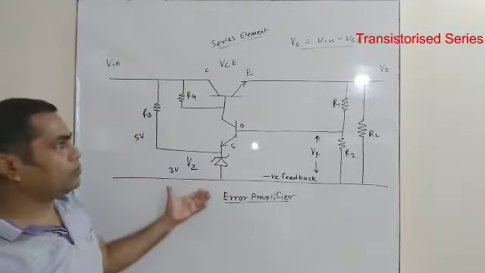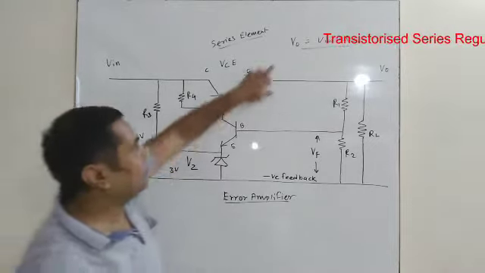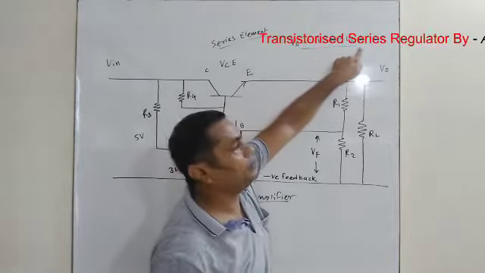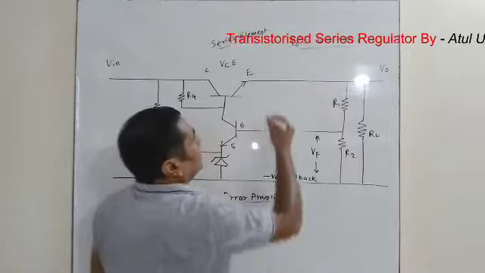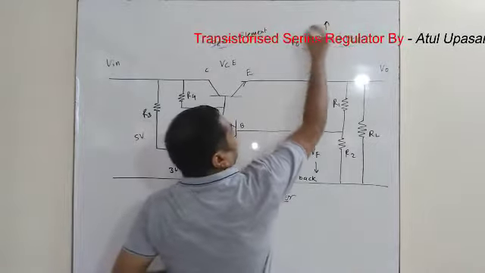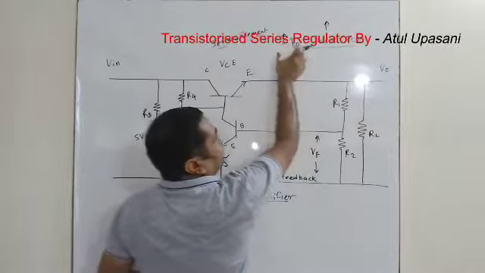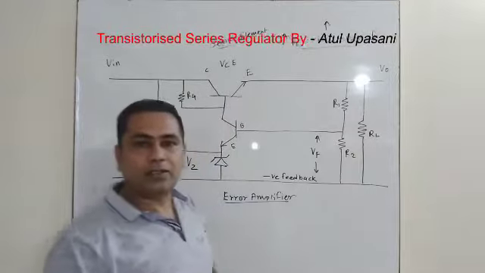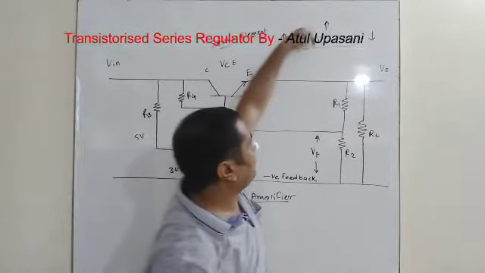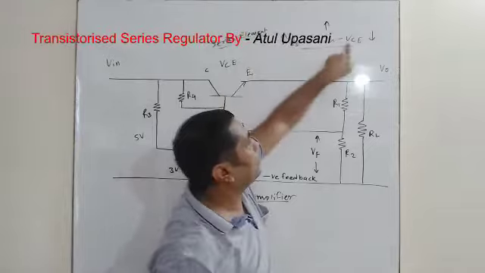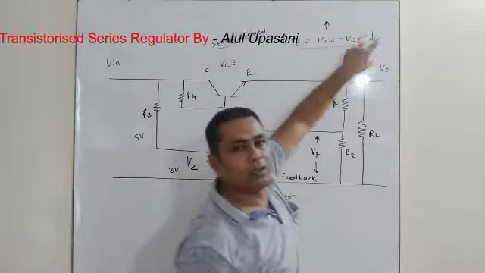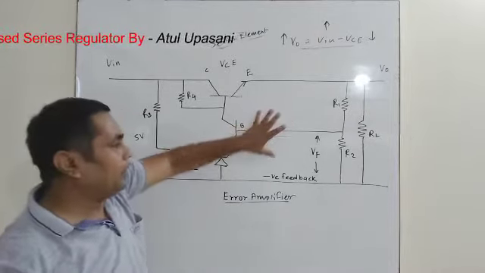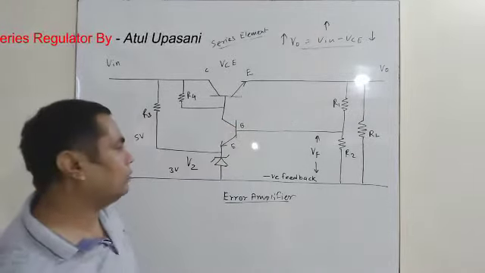Now how are the fluctuations removed here? Let us see. From this equation, output is input minus collector to emitter voltage. So if the input voltage increases, that will increase the output voltage, and to stabilize this equation, the collector to emitter voltage will decrease. In a similar way, if the input decreases, output also decreases, and the collector to emitter voltage will increase. This is the main idea of how regulation is done in this type of regulator. Let us take an example of how this regulator will work.